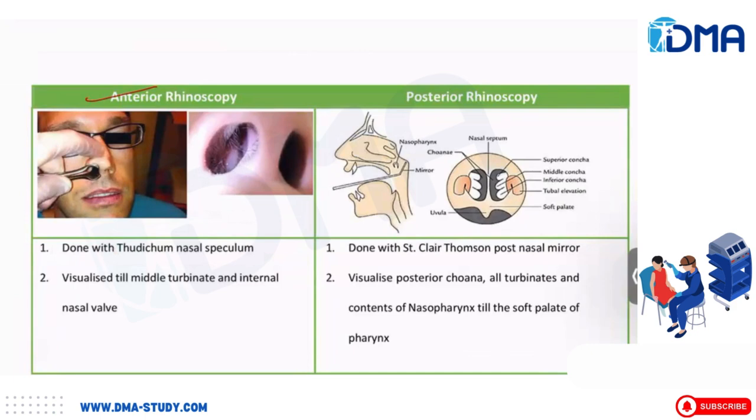So I could insert a mirror-like structure through the oral cavity till the nasopharynx. I could see it through a mirror-like arrangement. So this is called posterior rhinoscopy, done with the Sinclair Thompson post-nasal mirror. So it visualizes the posterior choana, all the contents of the nasopharynx, till the soft palate of the pharynx. Here, only till the middle turbinate has been visualized, not till the posterior end. So this clinical examination they may ask.